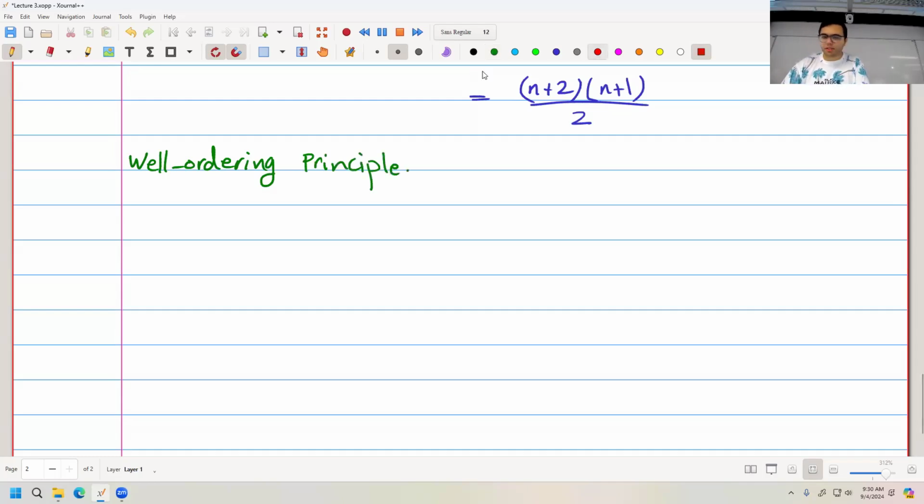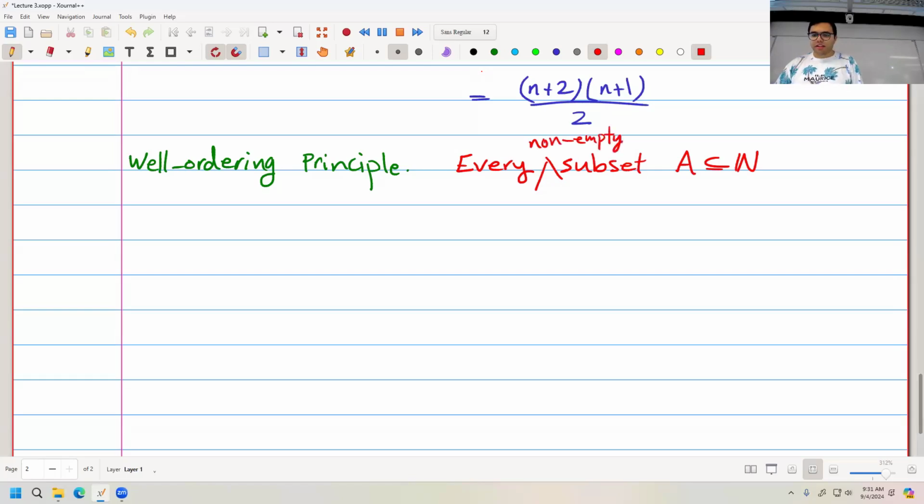This is a very simple statement. It just says that if I take any set of natural numbers, and if my set is non-empty, then it has a minimum element. It has a smallest element. So every subset, let's call it A, of the natural numbers that is not empty, every non-empty subset A of the natural numbers has a smallest element.